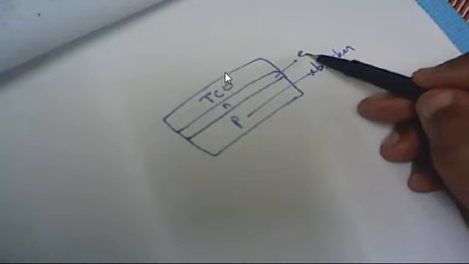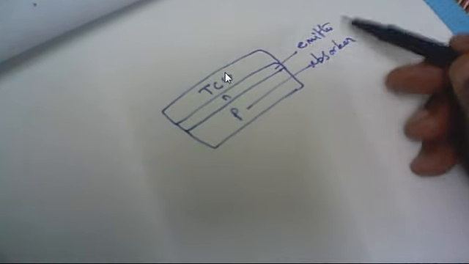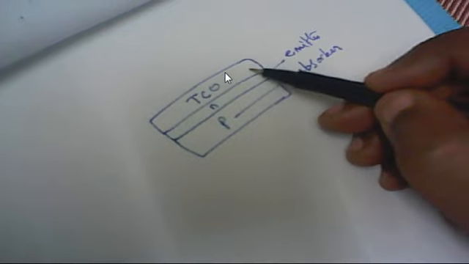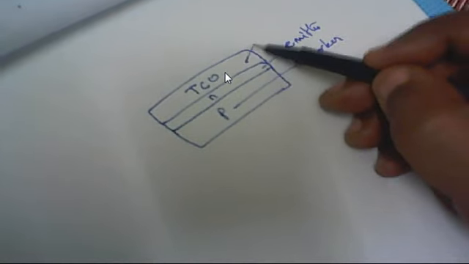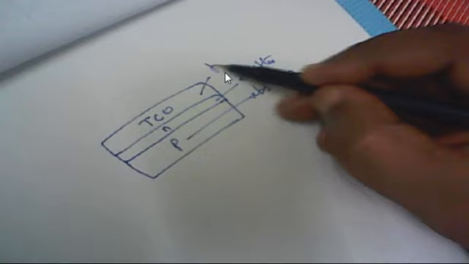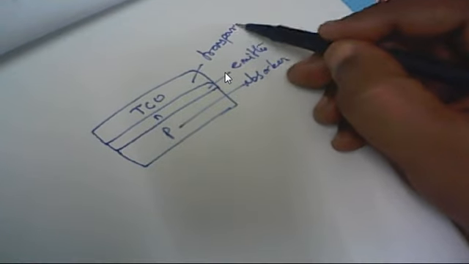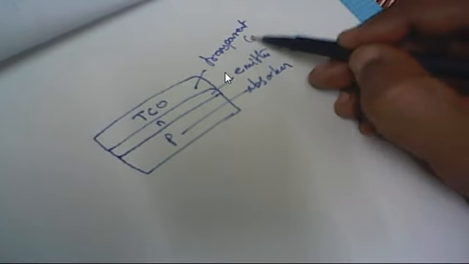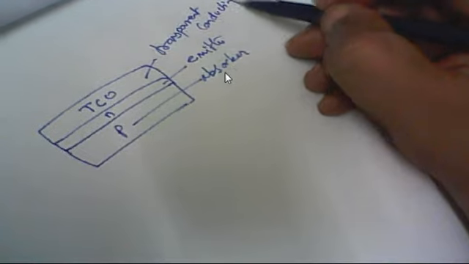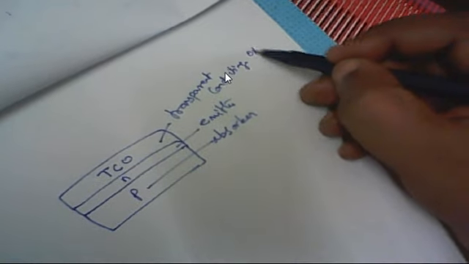N-type material is the emitter layer, and TCO is the transparent conducting oxide. Transparent conducting oxide.